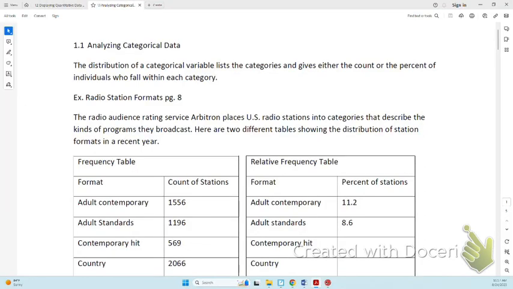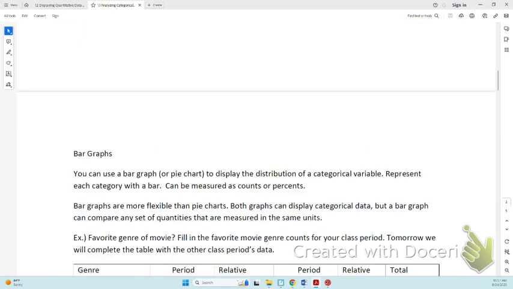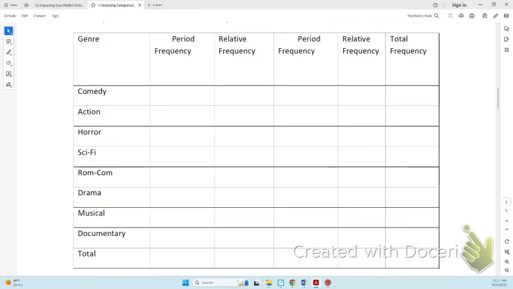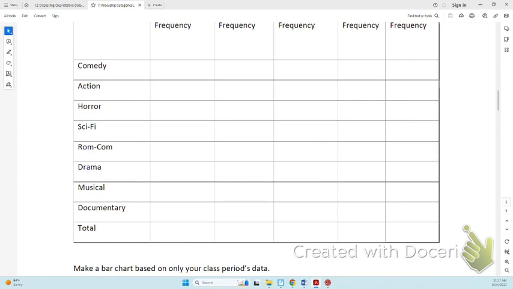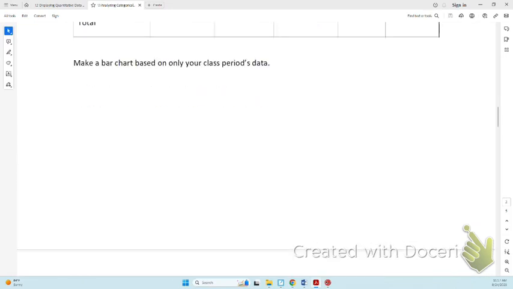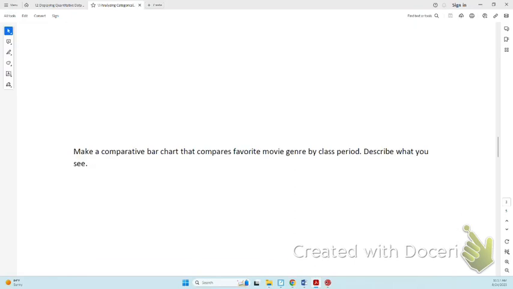In stats today, we attempted to wrap up this set of notes, 1.1, but we didn't quite make it. We filled in this massive table of movie genres and the proportions for each class period. And then we made a bar chart for each individual class period. And then we made a comparative bar chart down here.